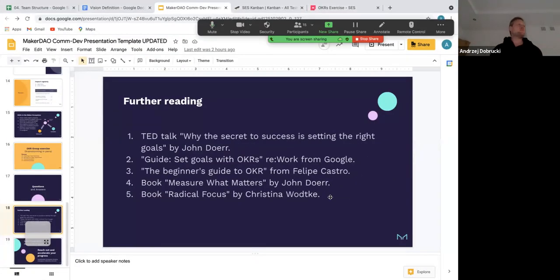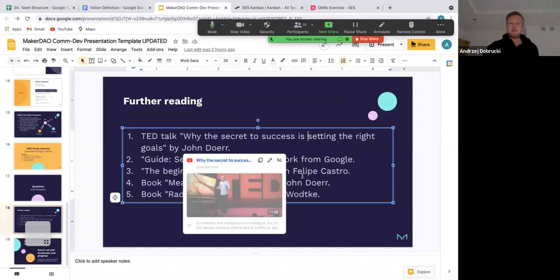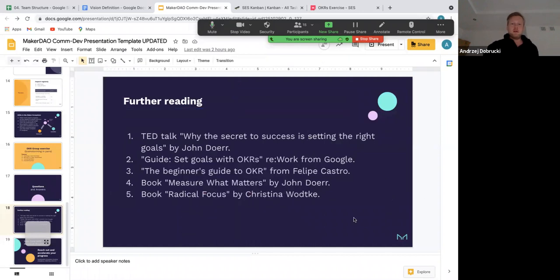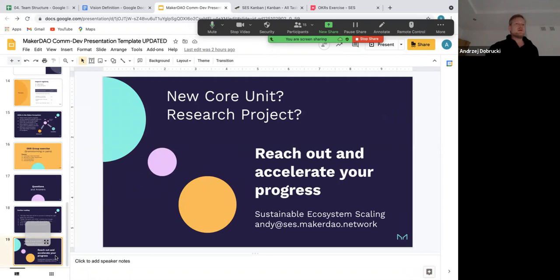Okay, any other questions? Because if not, then my last sharing before I say farewell is this slide, which is basically further reading. We're going to, of course, make this presentation public, and there are links here so you can do further reading if you're interested in deepening your knowledge on OKRs. And if you're thinking about starting a new core unit, maybe you're working on one already, or a research project that can contribute to the scalable ecosystem of the Maker protocol, feel free to reach out to us.